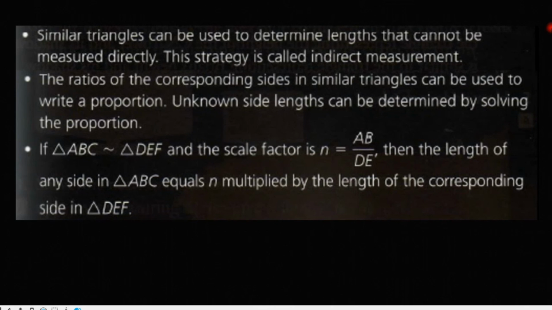Okay, let's summarize what we learned in this video. Similar triangles can be used to determine lengths that cannot be measured directly. This strategy is called indirect measurement. The second one, the ratio of the corresponding sides in similar triangles can be used to write a proportion. Unknown side lengths can be determined by solving the proportion. The third, if triangle ABC is similar to triangle DEF and the scale factor is n equals AB over DE, then the length of any side in triangle ABC equals n multiplied by the length of the corresponding side in triangle DEF.